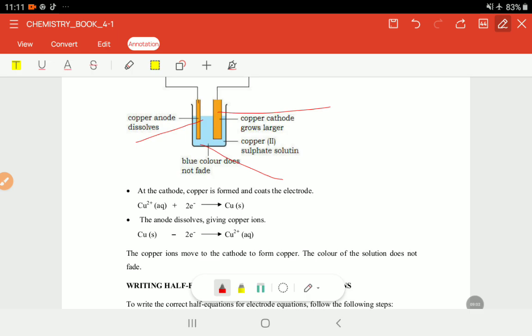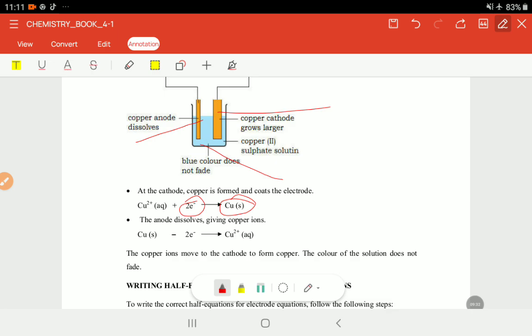And if you were to look at copper, the difference between copper and hydrogen, so in the previous example, copper is less reactive, and for that reason the copper ion goes to the cathode and receives electrons, and we are forming copper as a metal. Okay, that's pretty much what is happening.